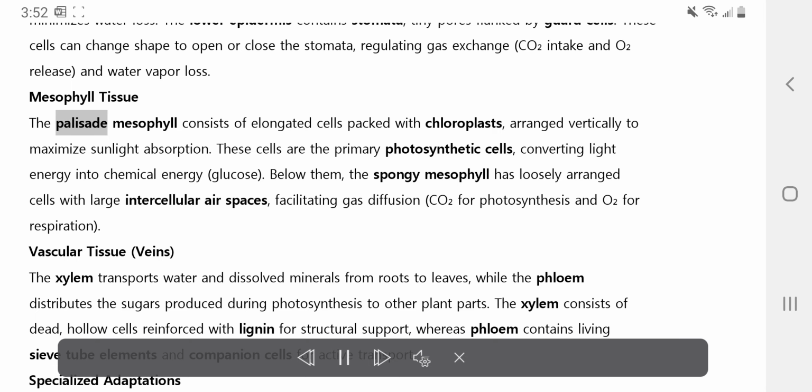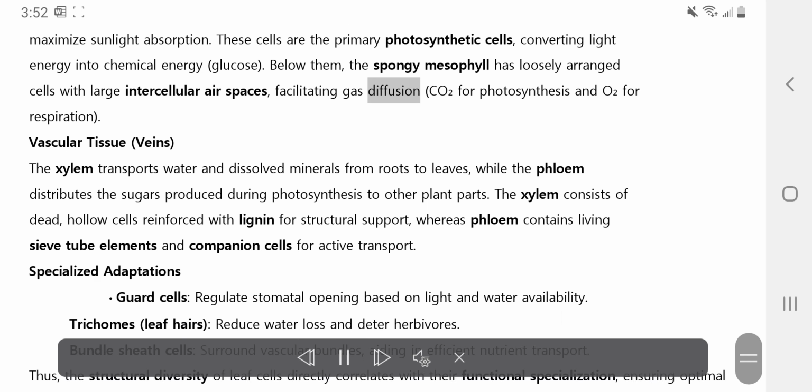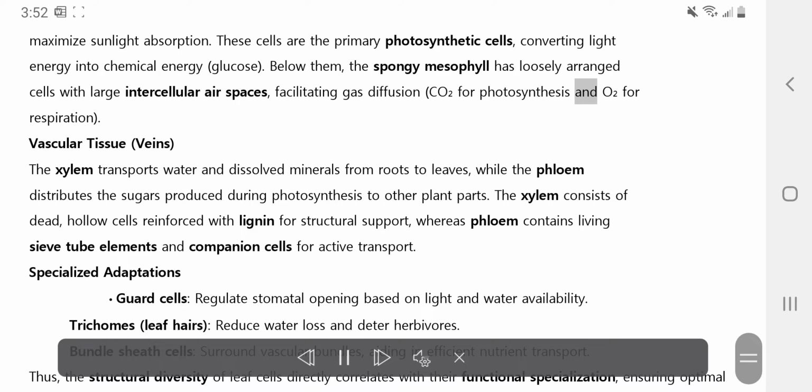Mesophyll tissue. The palisade mesophyll consists of elongated cells packed with chloroplasts, arranged vertically to maximize sunlight absorption. These cells are the primary photosynthetic cells, converting light energy into chemical energy, glucose. Below them, the spongy mesophyll has loosely arranged cells with large intercellular air spaces, facilitating gas diffusion, CO2 for photosynthesis and O2 for respiration.